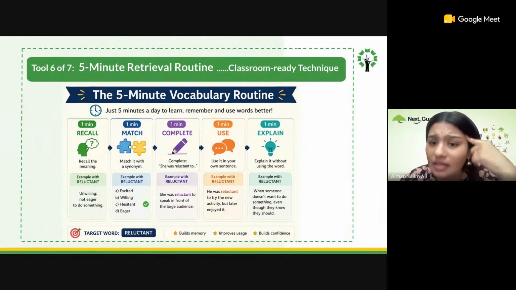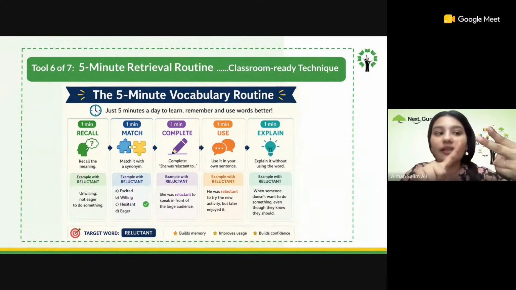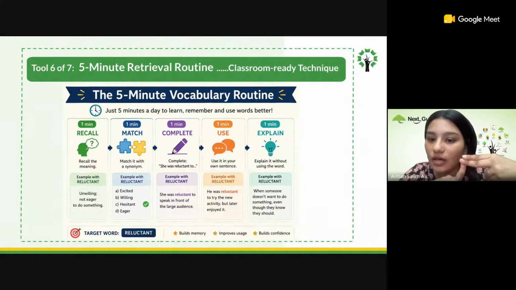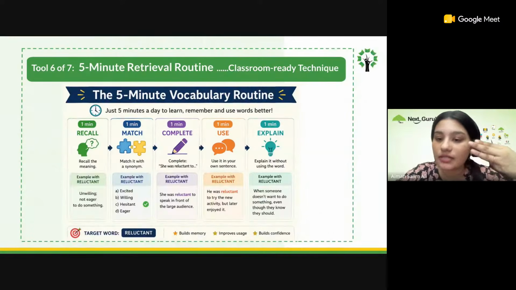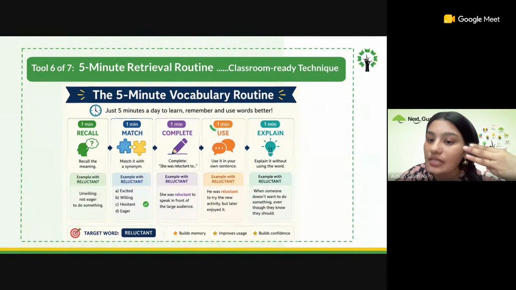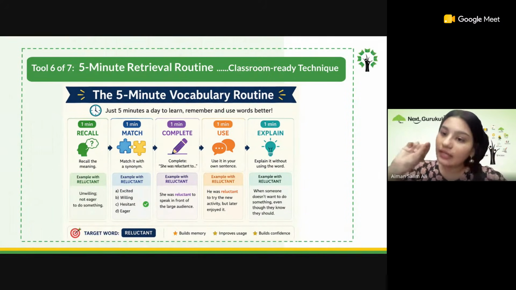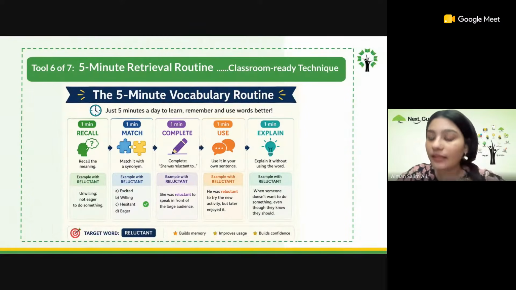Then in 1 minute, you complete a sentence with reluctant. She was reluctant to speak in front of the large audience. So first we did the word meaning. Then we found a synonym or an antonym. Then we created a sentence out of reluctant. And then you use it in your own sentence. So we challenge our students to use that word in a sentence of their own. And then the fifth part is you explain it without using the word.